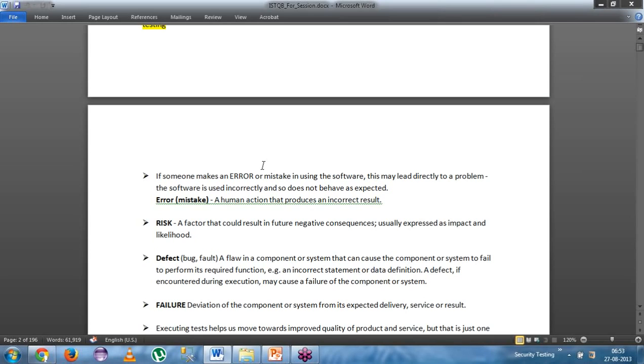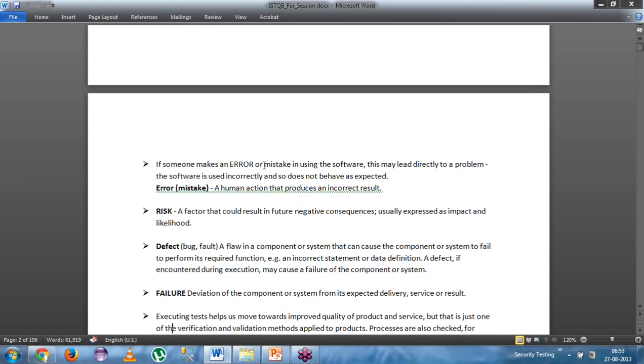For example, your developer has not developed a particular piece of software correctly, or a tester didn't test a particular scenario, or a business analyst, or it can be an architect issue: an architect has not designed a particular component. A mistake made by a human action that produces an incorrect result leads to an error or mistake. Fine. What is risk? You will also need to understand what a risk is.